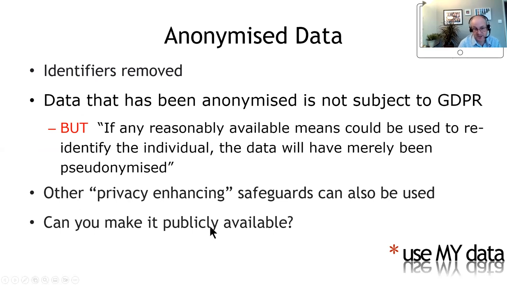Anonymized data doesn't. The identifiers are removed. Because the identifiers are removed, it's not subject to GDPR in the same way. But there's a big but there in red. And this is from, I think, the Information Commissioner's Office's website. If any reasonably available means could be used to re-identify the individual, the data will merely have been pseudonymized, and therefore GDPR would apply. And this is where most of the difficulty comes in.